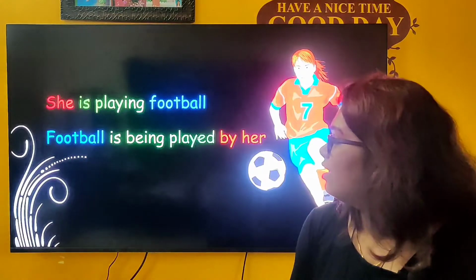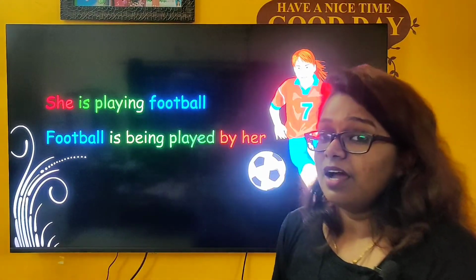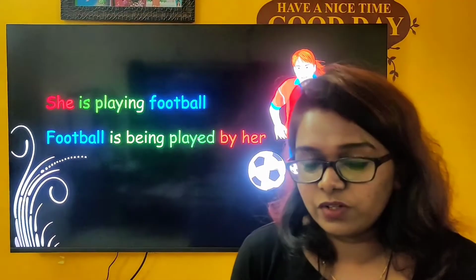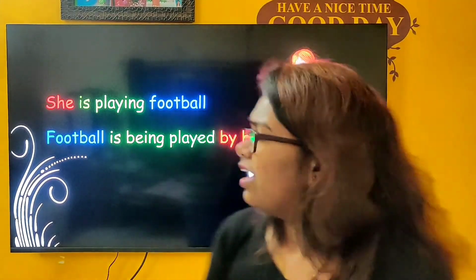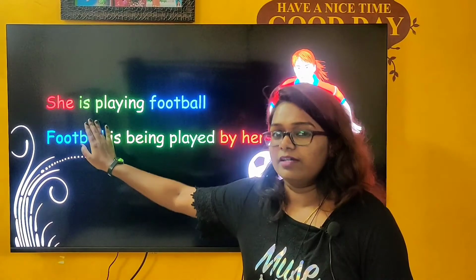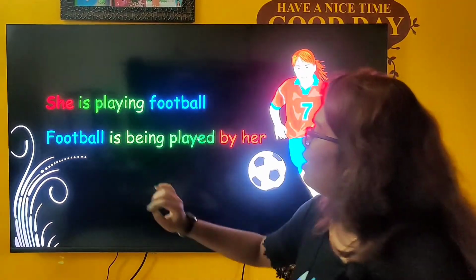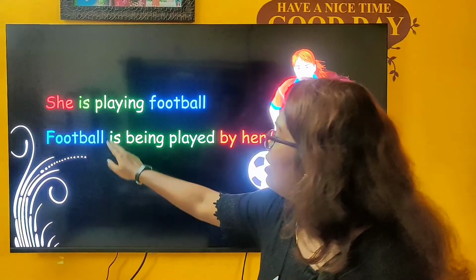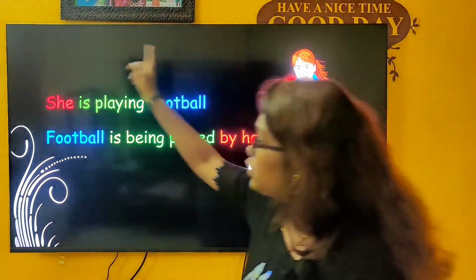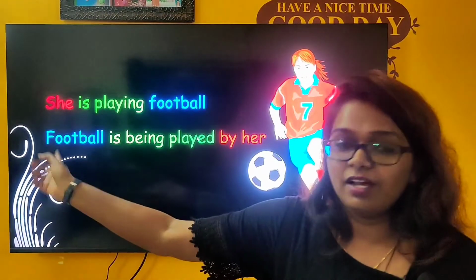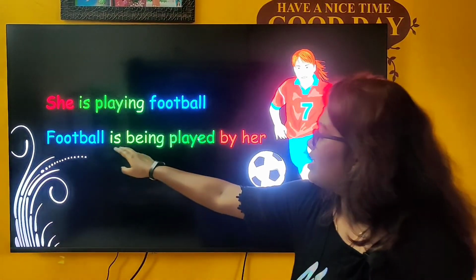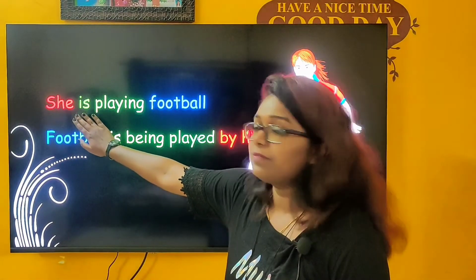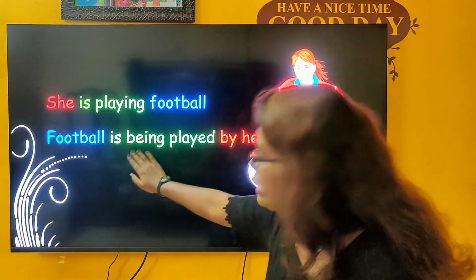The next example is in present continuous tense. While it is in present continuous, what we have to see is "is playing". When we change this from active voice to passive voice, we have to change it to "is being played". As usual, she and football are interchanged. Played is the past participle. So in present continuous tense, "being" is very important.